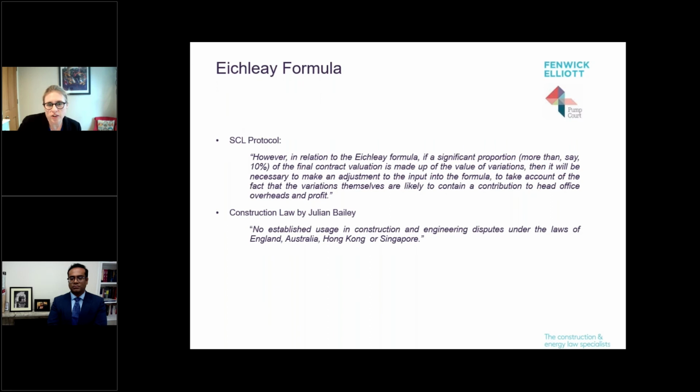And in relation to this Eichleay formula, it has historically been used more in the US rather than in England, Australia, Hong Kong or Singapore. So query whether you really want to use it, but it is in the SCL Protocol, so you do have some support there.